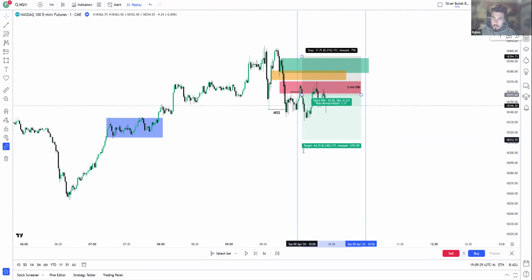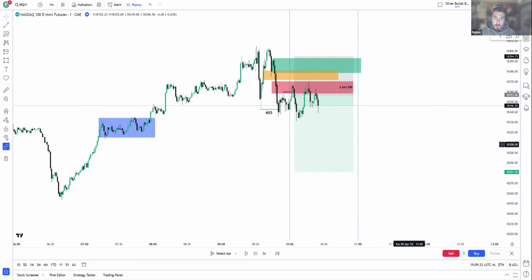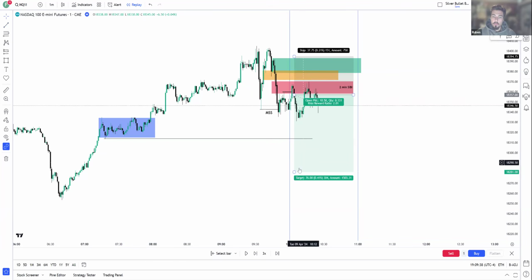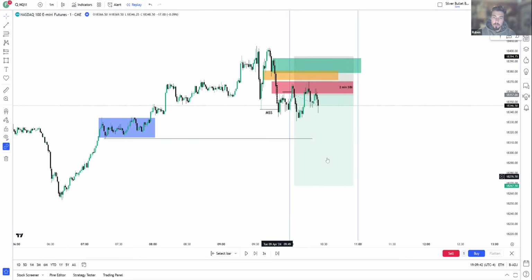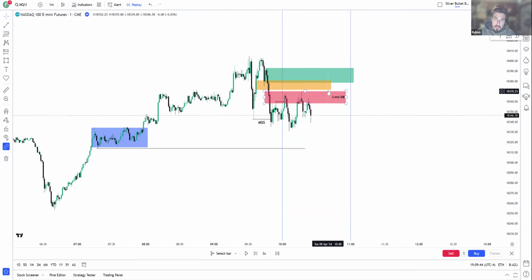Where can we take this to? Let's assume you want a 1 to 2. You don't have to always go for 1 to 2s. All of this is low hanging fruit. That would be a good spot to take a partial, in my opinion, depending on how many contracts you're in with. But there are 3 PDRAs now. If you're in that trade, entering from here, your stop goes above this PDRA, this PDRA, and this PDRA.